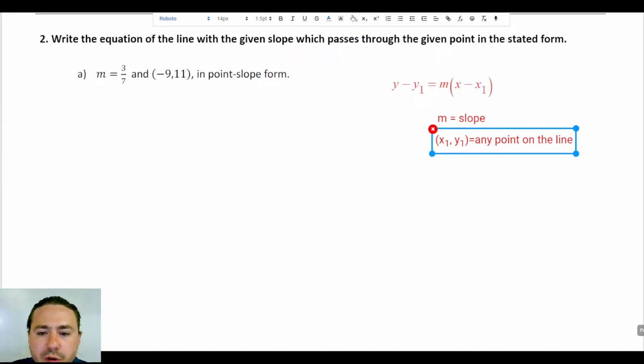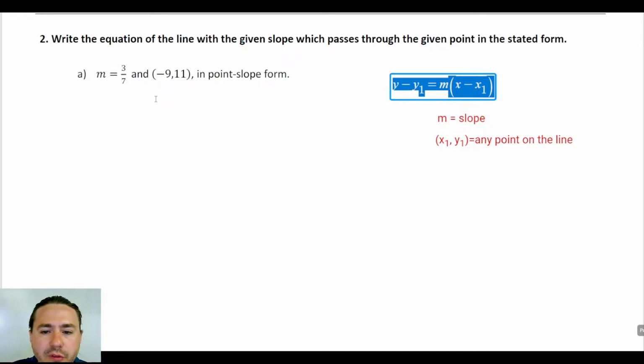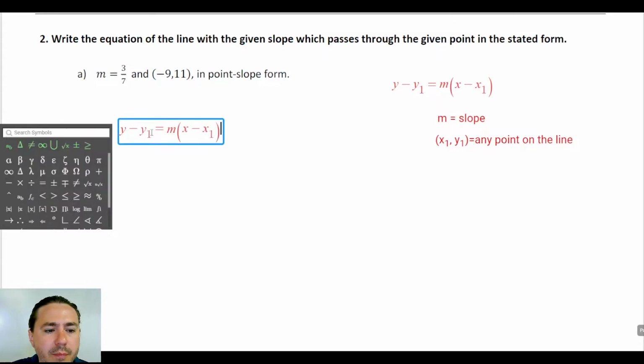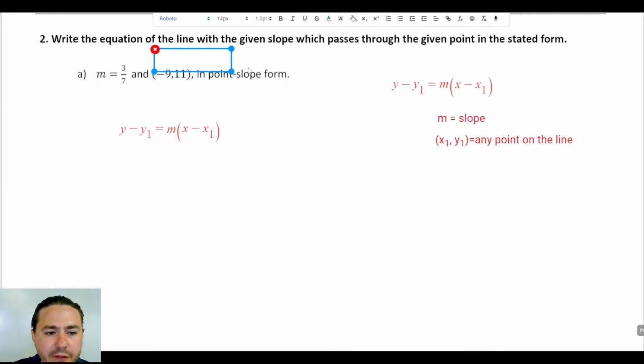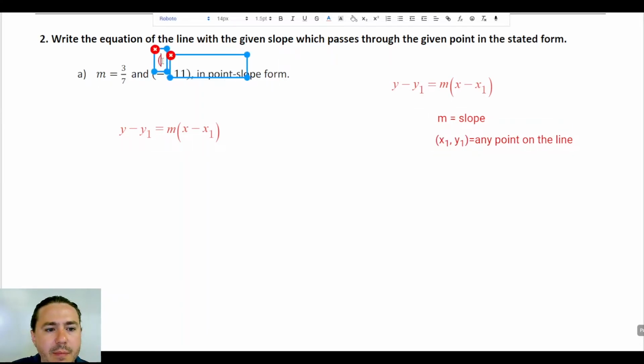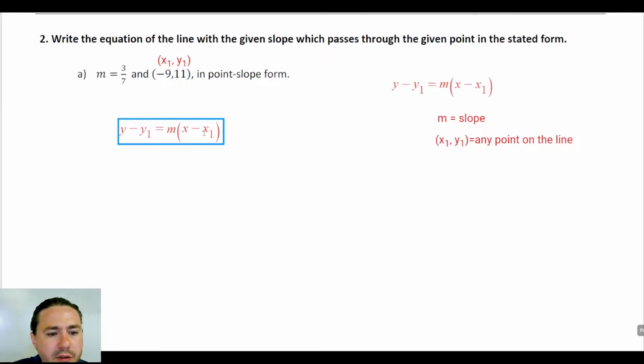So for this one, we're trying to write an equation in point-slope form, so we're not going to have to convert it or anything. We're just going to set up our little template here. Our x1, y1 is negative 9, 11. So my x1 is negative 9, and my y1 is 11. So I'm just going to plug that in here.